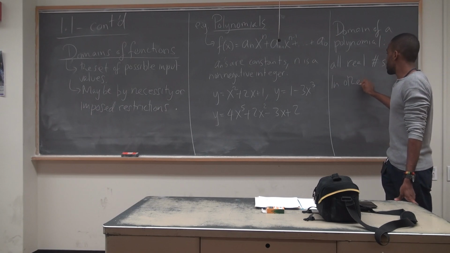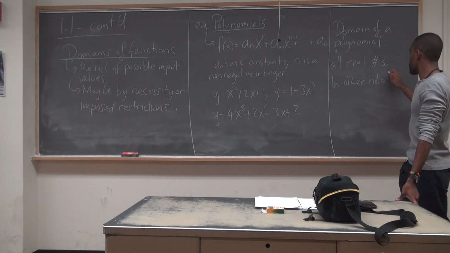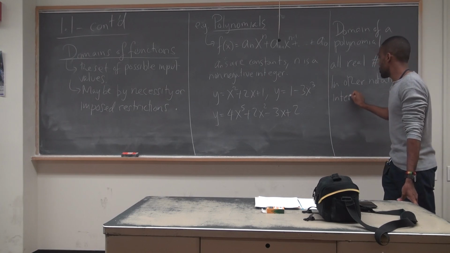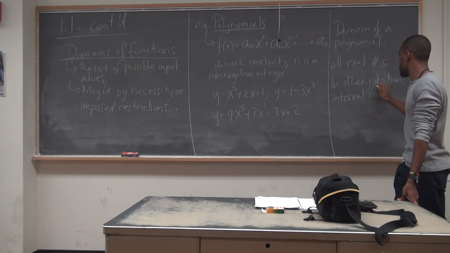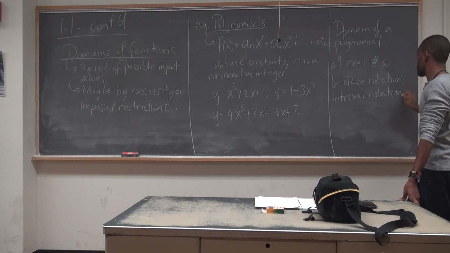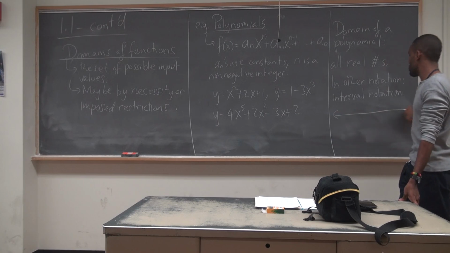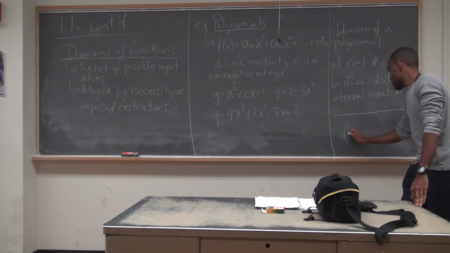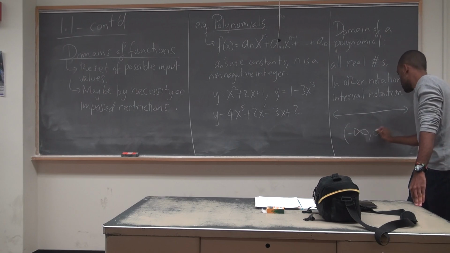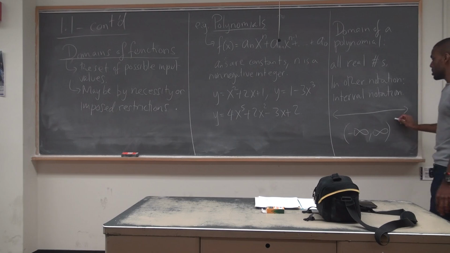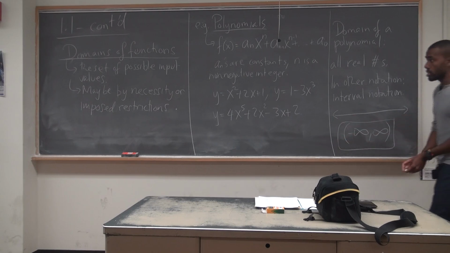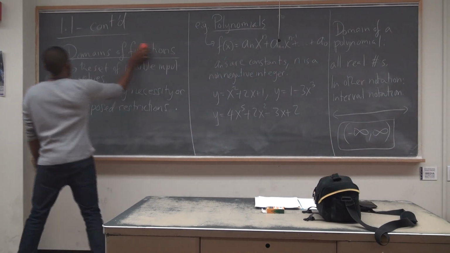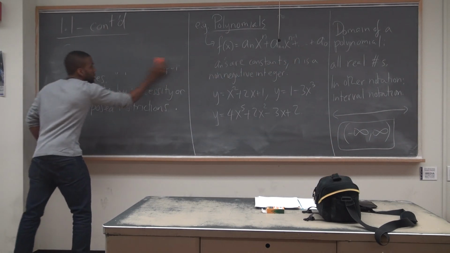In other notation, which is often what we're going to use, let's call it interval notation. How do you write this in interval notation? Basically to say anything on the number line. Negative infinity to positive infinity. There's an open parenthesis, negative infinity to positive infinity. So that would be the domain of a polynomial, as long as I didn't impose a restriction on it. I could actually artificially impose a restriction, and then that would be the domain.